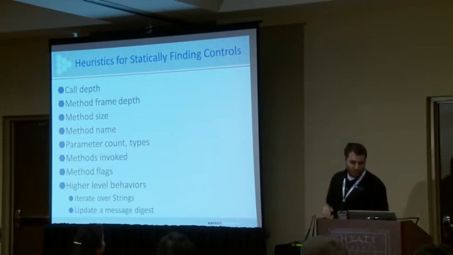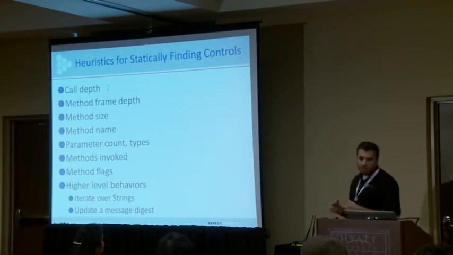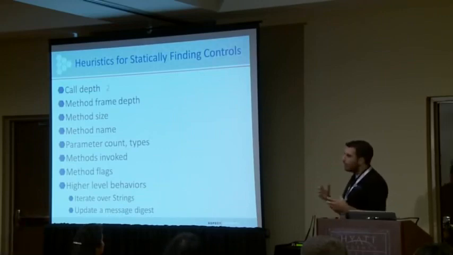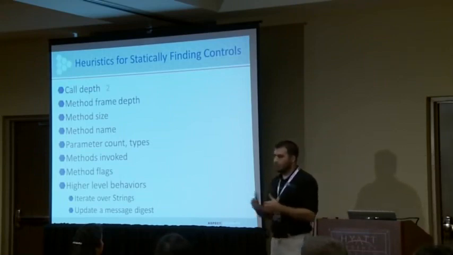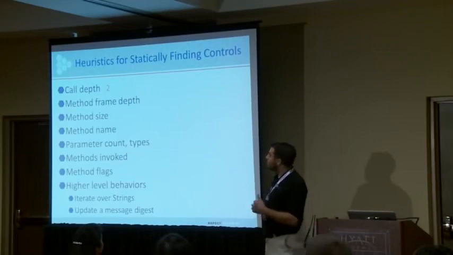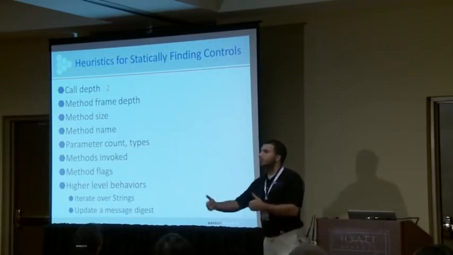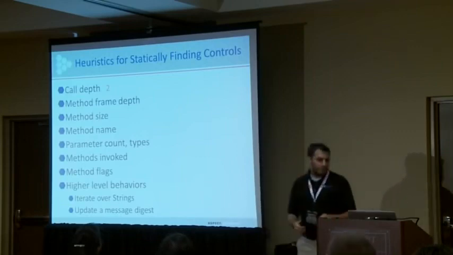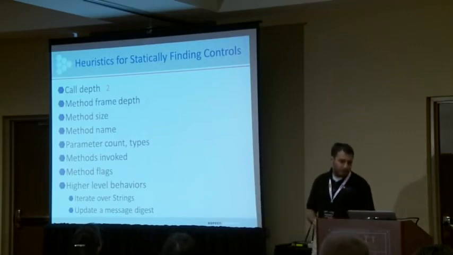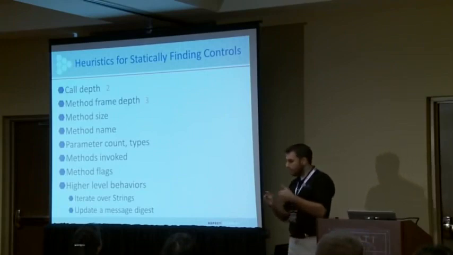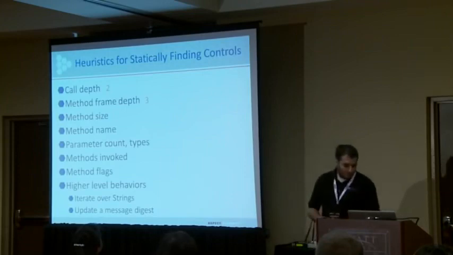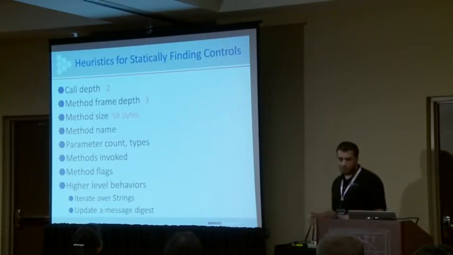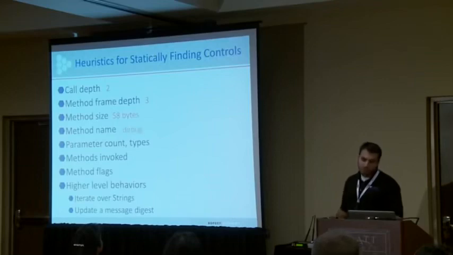So let's pull a method out of the ether and look at some of these things and see if we can figure out what type of method it is and what the higher level behavior of it is. The call depth of a function is, how deep does this function go? At most, this is a call depth of 2. So at most, it calls a function and that calls a function and that's it. So it's not very deep. Let's look at the frame depth. The frame depth of this method is 3, which means it's not a very deeply nested function. It's not super complicated, not a lot of logic and loops and stuff. The method size, 58 bytes, relatively small. The method name, debug, maybe that means something to the heuristics that we're building.